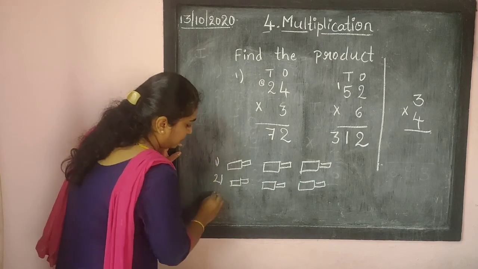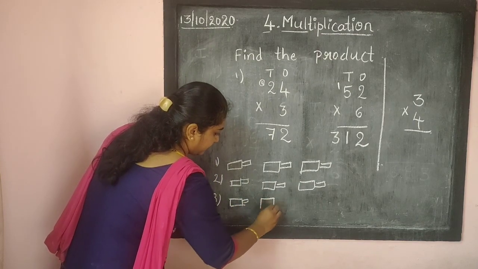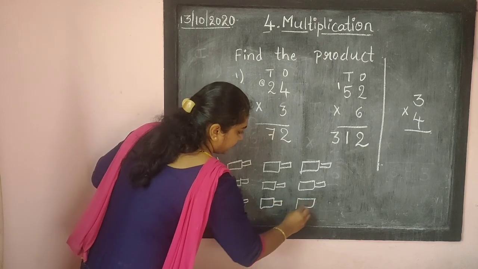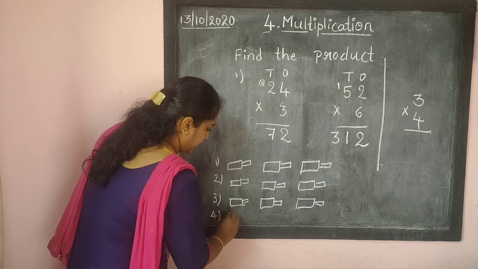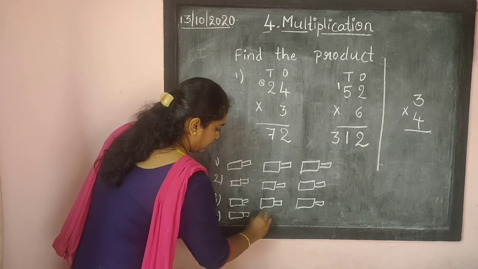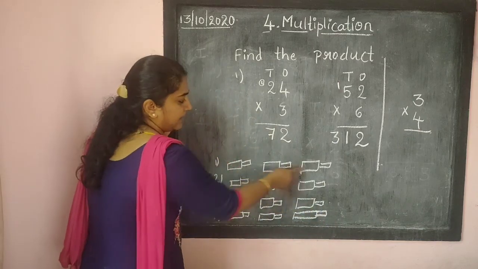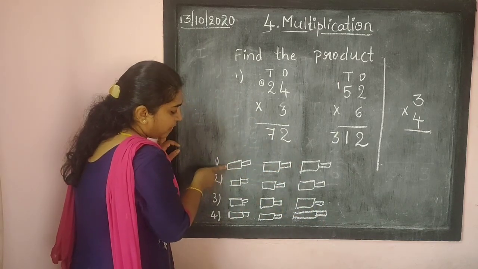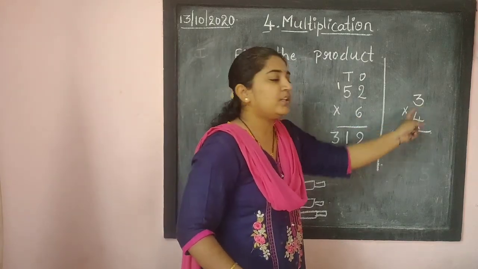This is 1, 2. 1, 2, 3 and 4. Okay, how many times is it repeating? The 3 numbers are repeating how many times? 1, 2, 3 and 4. So we call it 3 into 4.